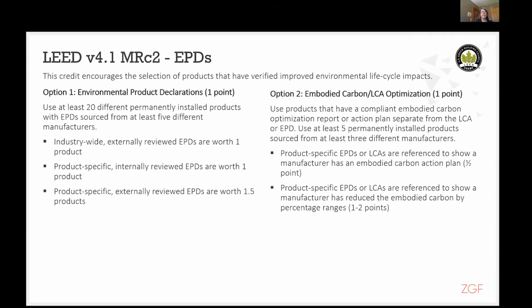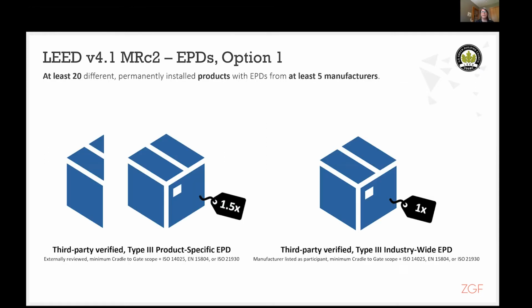So moving on to, okay, you've got your big systems in place. You're starting to really get into design development and nail down what products and materials are in your project. This is a good time to start diving into MR Credit 2 and looking at EPDs. Now, the LEED credit itself, it's not that hard. If your project's very big at all, you only have to count 20 products from at least 5 manufacturers.